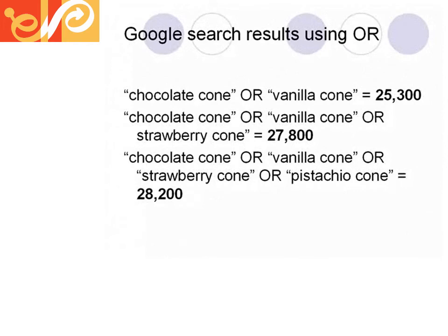In this case, chocolate cone OR vanilla cone equals 25,300, chocolate cone OR vanilla cone OR strawberry cone equals 27,800, and chocolate cone OR vanilla cone OR strawberry cone OR pistachio cone equals 28,200.